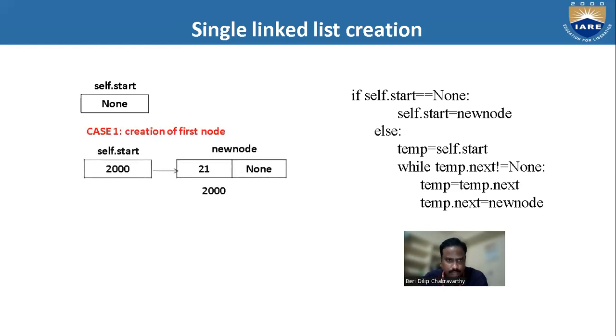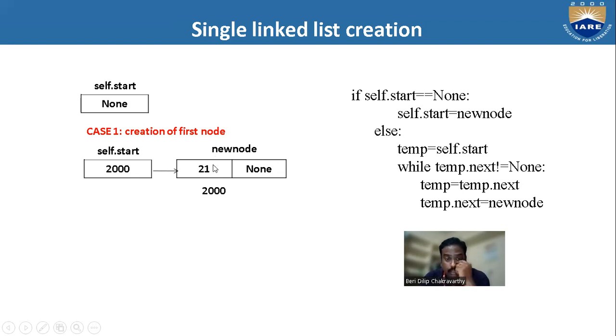See here, creation of the first node. This is my new node. I have taken a new node, and in that I have taken some information, 21. Nothing is there after it, so I'm just placing null, which represents that nothing is there after this node. This is the end of the list.